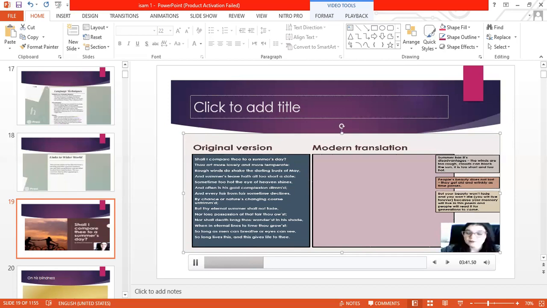So that was the original version of the poem. I have translated it into a modern version so that you can get a better understanding of what Shakespeare is trying to say in this poem.